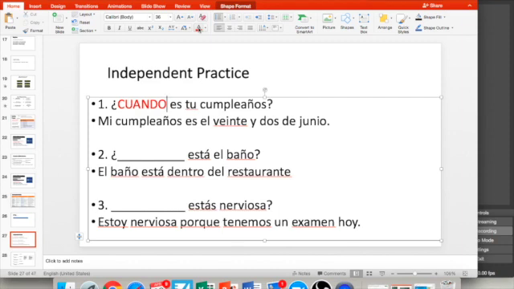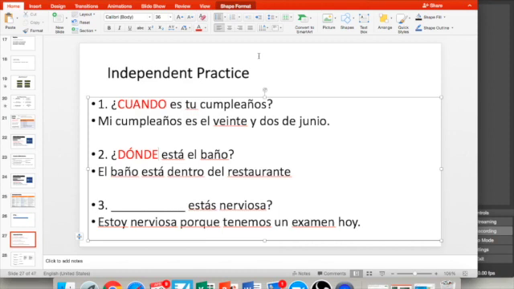Number 2, blank está el baño. You know that a baño is a bathroom. And someone answers and says, well, el baño está dentro del restaurante. The bathroom is inside of the restaurant. So in this case, we're asking, where is the bathroom? Por qué, why, cuándo, when, qué, what, dónde, where, right? So you should have dónde here for where is the bathroom. ¿Dónde está el baño?